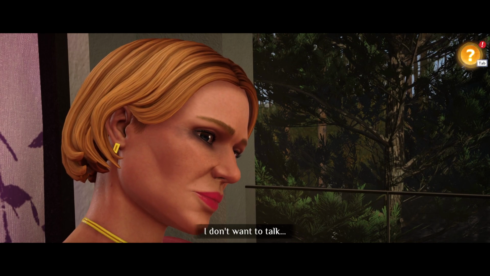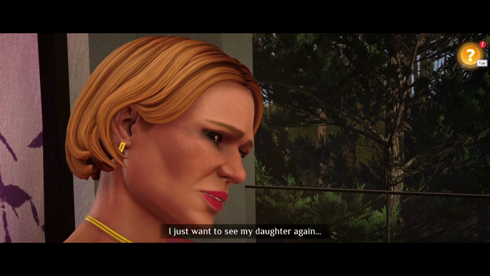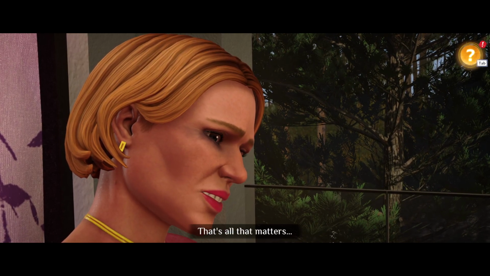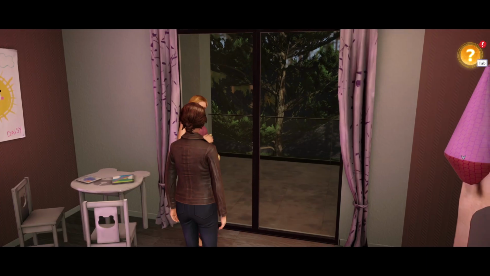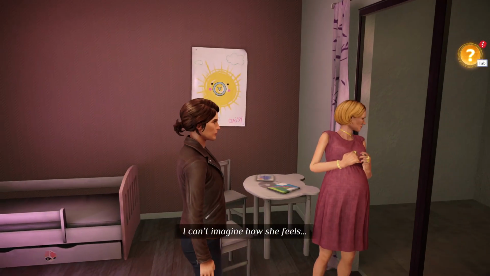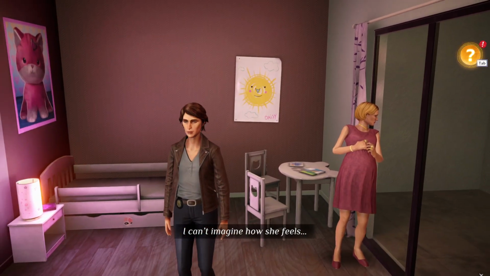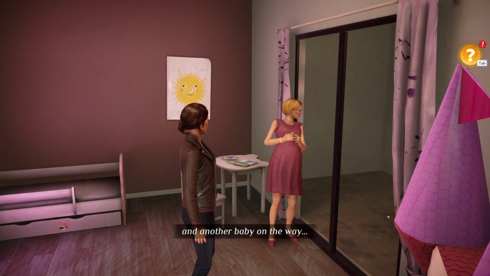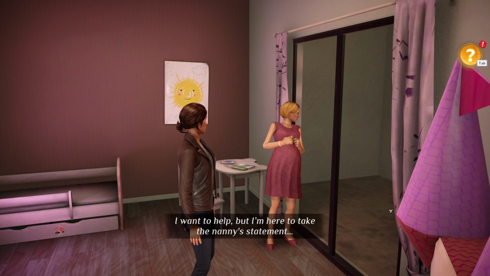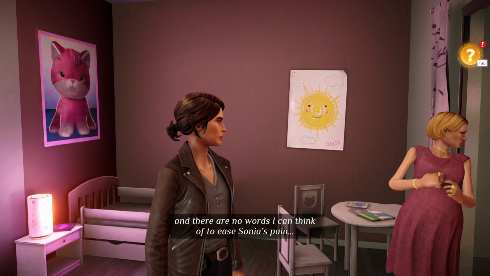I don't want to talk. I just want to see my daughter again. That's all that matters. I'm not surprised. The poor woman. I can't imagine how she feels. And another baby on the way? I want to help, but I'm here to take the nanny's statement, and there are no words I can think of to ease Sonia's pain.